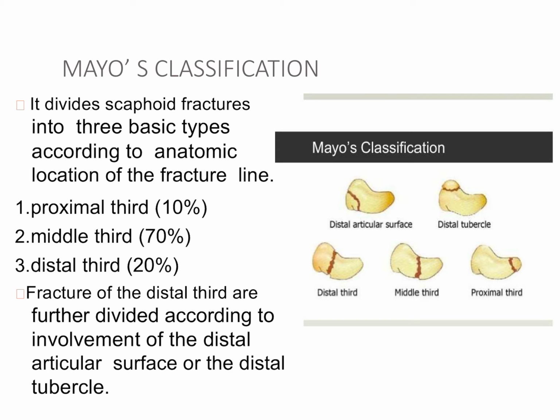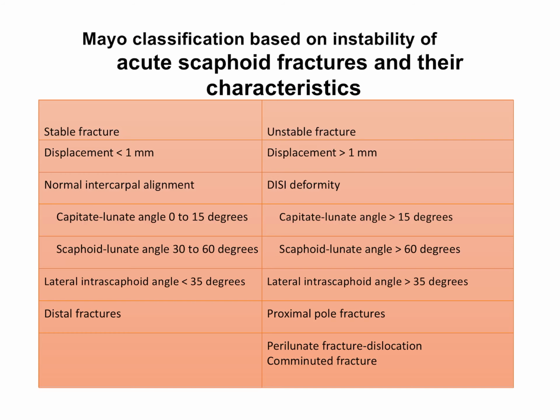Mayo classification is commonly used and it divides scaphoid fracture into three basic types according to the anatomical location of the fracture line. First is the proximal third, that is 10%, middle third is shown in the right side figure, 70%, and distal third is 20%. Fractures of the distal third are further divided according to the involvement of the distal articular surface or the distal tubercle. Next.